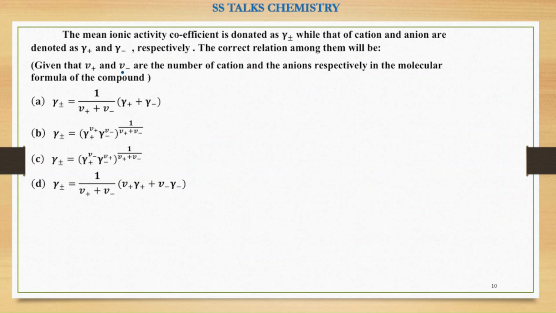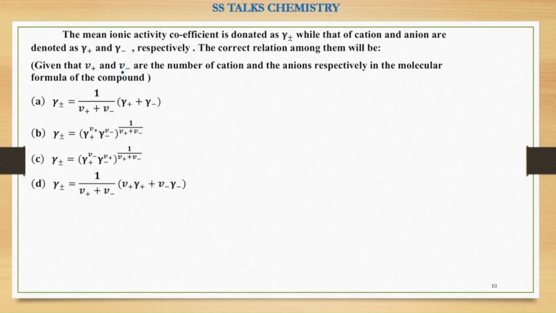So now the next question we have is this one. It says the mean ionic activity coefficient, which is denoted as gamma plus-minus, while the cation and anion activity coefficients are denoted as gamma plus and gamma minus respectively. The correct relation amongst them, given that mu positive and mu negative are the number of the cations and the anions in it respectively.